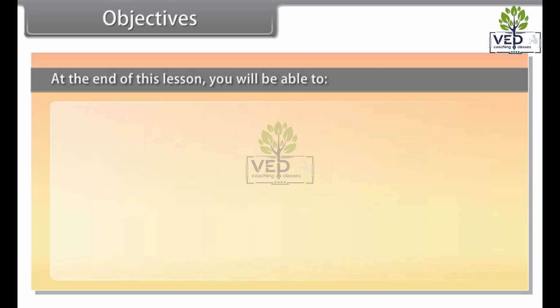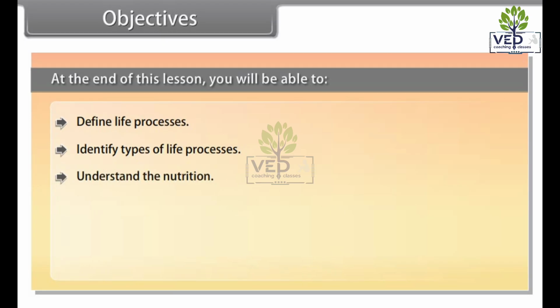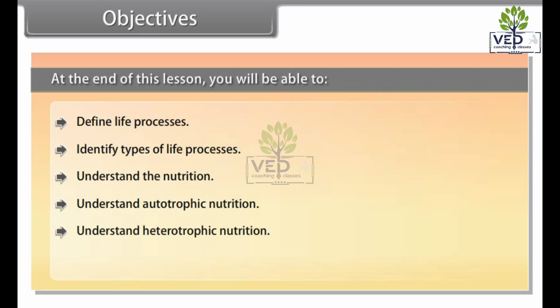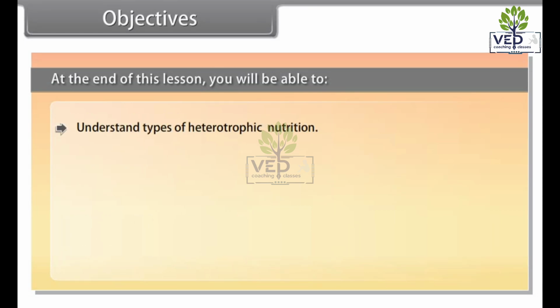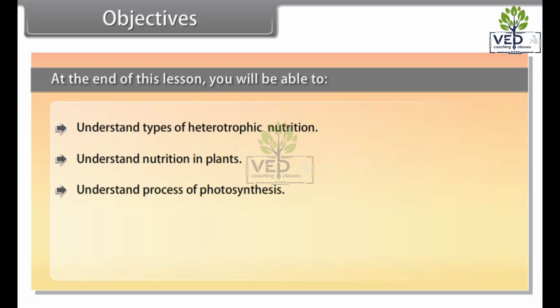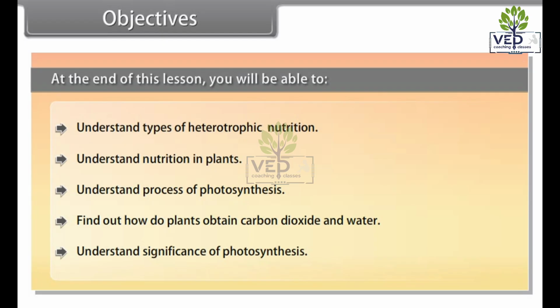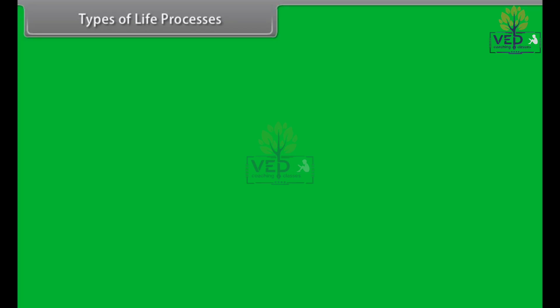Objectives. At the end of this lesson, you'll be able to define life processes, identify types of life processes, understand nutrition, understand autotrophic nutrition, understand heterotrophic nutrition, find the types of heterotrophic nutrition, understand nutrition in plants, understand the process of photosynthesis, find out how plants obtain carbon dioxide and water, and understand the significance of photosynthesis. Types of life processes.